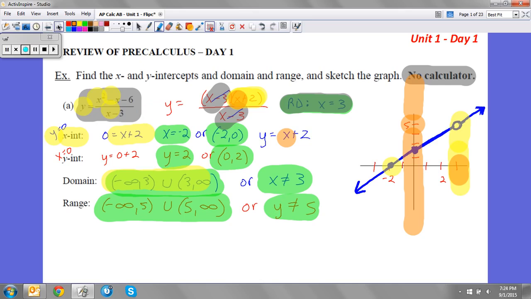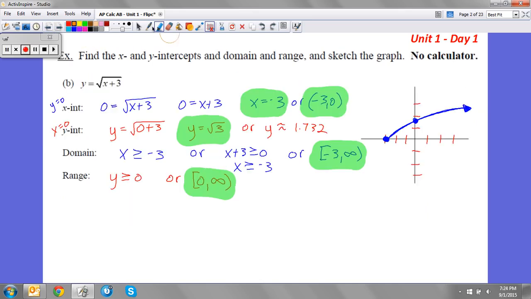Okay, so let's go to our next example. Our next example is, again, not using the calculator. So no calculator, and we have a square root function. From parent function transformations, I know this is going to be a horizontal shift 3 units to the left, again because everything with x, we do the opposite. So if it's shifting 3 to the left, this is my graph already.